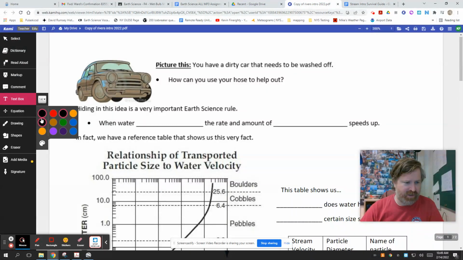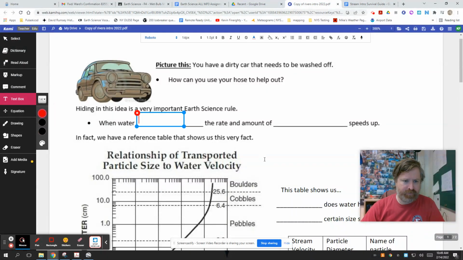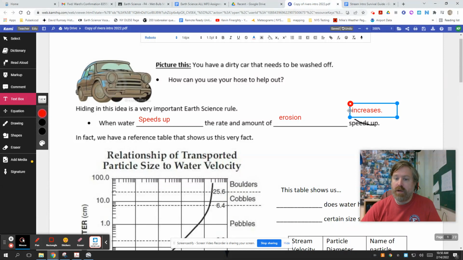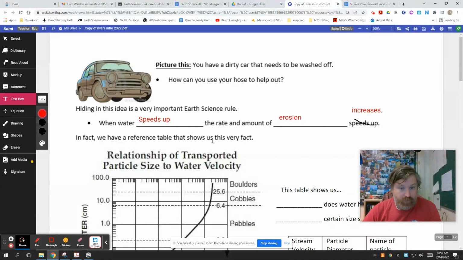You realized that when water speeds up, and you do that by holding your thumb over the end of the hose to make the hole smaller, to make it go faster, the rate and amount of erosion, this really should say increases, but that's okay. So I think that is usually pretty intuitive. People make sense out of that. Like you know that the faster water is going to move sand better, right?